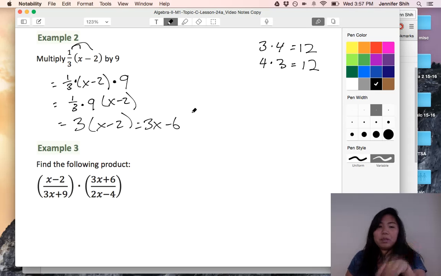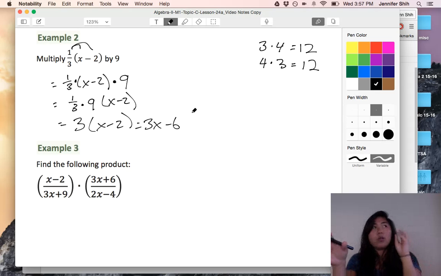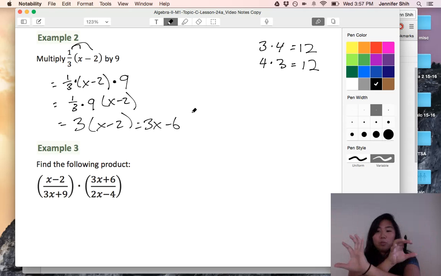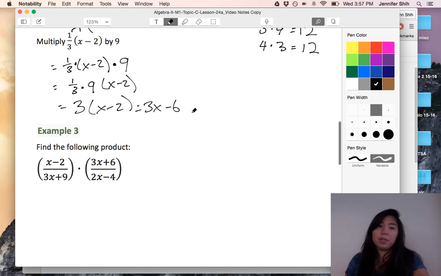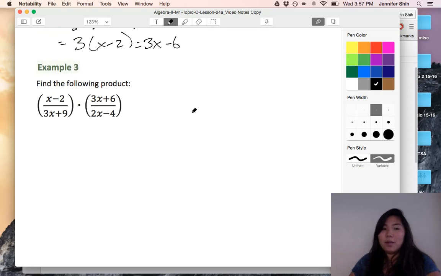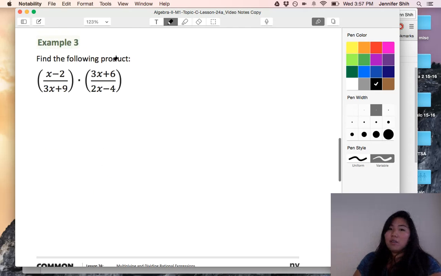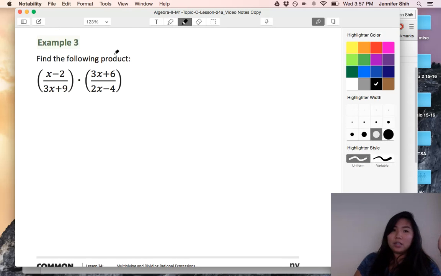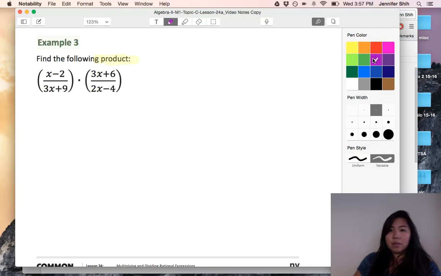There we go. Let's see if we can apply this idea that we can use the commutative property and make the factors move before we multiply. See if we can apply that to this next example. Find the following product. So your only directions are to find the product, and in your brain, product is going to mean multiply.